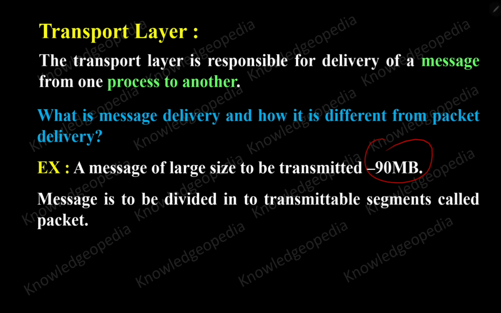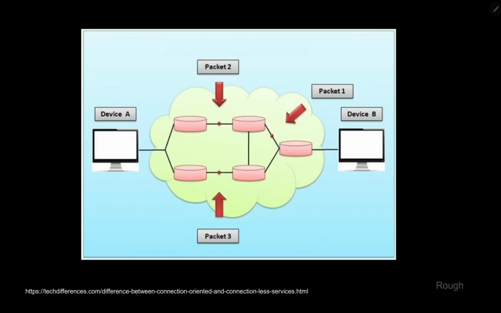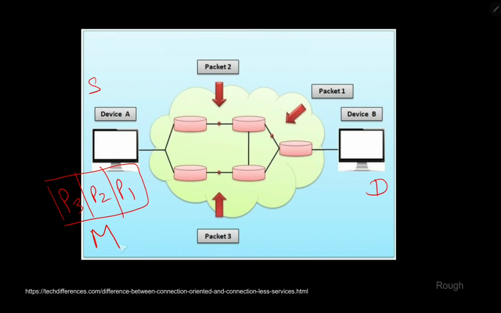If a message is large, we cannot transmit the complete message across the network at a time. So we have to break that message into a number of packets, transmittable segments, and then transmit them one after another. When we transmit these, each packet may travel a different path in the network, so they may arrive out of sequence. Let us see what is happening here. This is the source, and B is the destination. We have three packets, P1, P2, P3, corresponding to a single message.